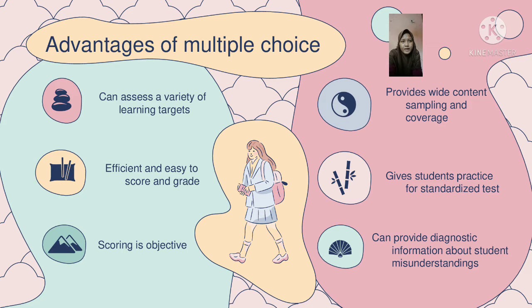Next is about the advantages of multiple choice. Number one, it can assess a variety of learning targets. Number two, it is efficient and easy to score and grade. Number three, scoring is objective. Number four, it provides wide content sampling and coverage. Number five, it gives students practice for standardized tests. And the last advantage is that it can provide diagnostic information about student misunderstanding.